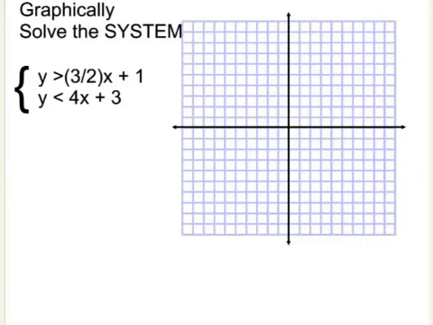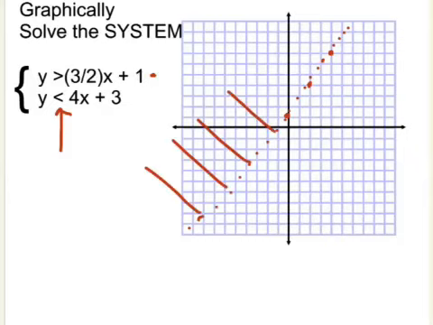And here we have another system. Notice this time they don't have the equal sign there, it's just greater than, just less than, so we are going to do dotted lines when we do this. So the first one we're going to go up 1, put a dot, and up 3 over 2, up 3 over 2, and we do our dotted line here. And it says y is greater than, so that means shade up. Alright, so there's that one.